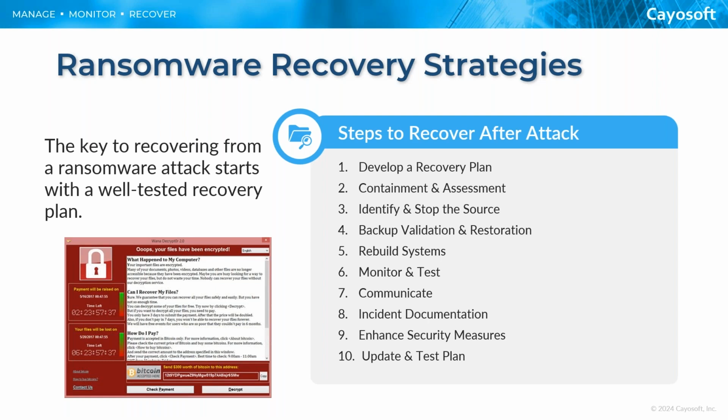So implement maybe some new security best practices. If you're not using MFA, implement MFA. If we're not following least privilege model, implement least privilege. Zero trust. And then lastly, we need to run through, update, and retest that plan. So again, one more time, the key to recovering from a ransomware attack starts with a well-tested recovery plan.